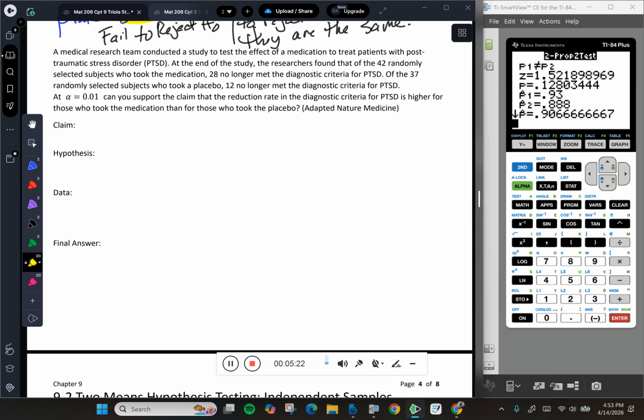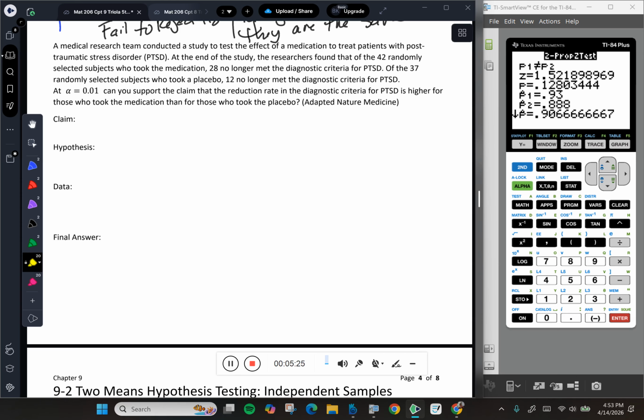Our last example for section 9.1 before we move on to 9.2. A medical research team conducted a study to test the effects of a medication to treat patients with post-traumatic stress disorder, PTSD. At the end of the study, the researchers found that of the 42 randomly selected subjects who took the medication, 28 no longer met the diagnostic criteria for PTSD. Of the 37 randomly selected subjects who took the placebo, 12 no longer met the diagnostic criteria for PTSD.